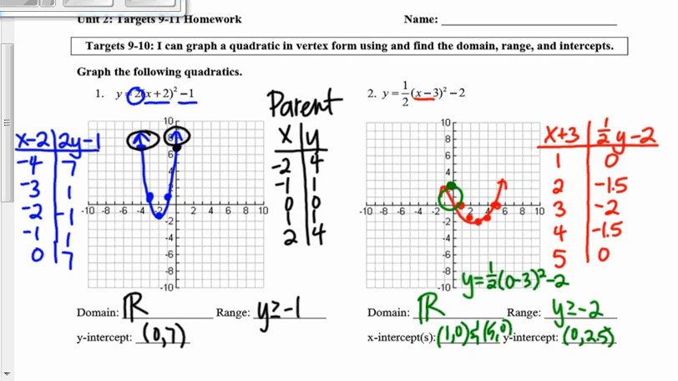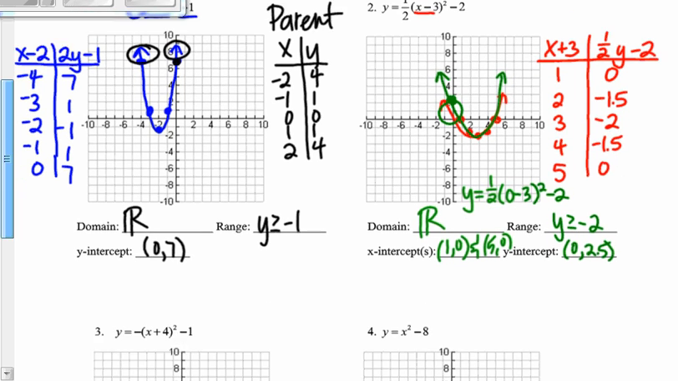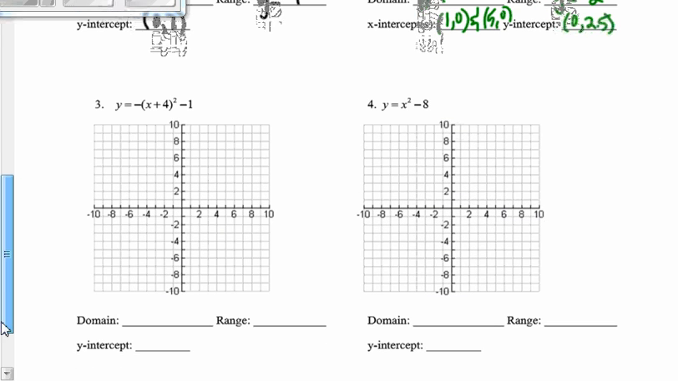So again, my graph got really wonky here. We could actually correct it now that we know that the y-intercept is at 2.5. Make that look a little bit better. Almost looks worse, but make sure that point's on there. So it's just more of the same down here.